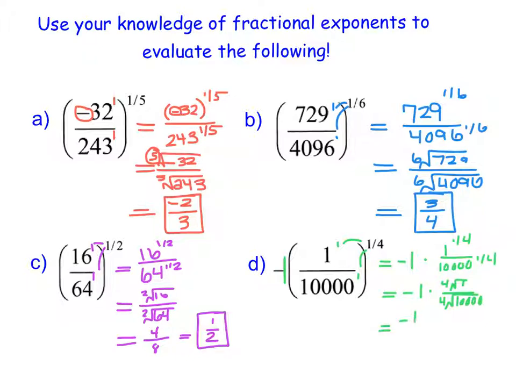Okay, then I have what to the power of 4 gives me 1, that's 1. What to the power of 4 gives me 10,000, that's 10. So then my last thing here is I have a -1 times 1/10, so I simply have a -1/10 as my final answer.